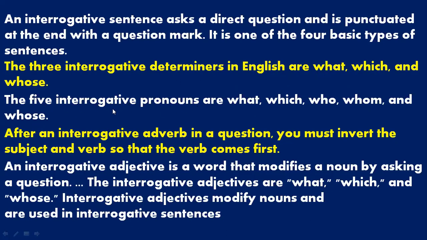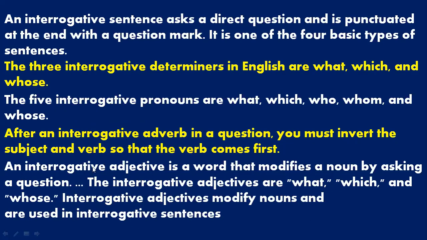Now next is interrogative pronouns. Five types of interrogative pronouns are there. So first is what, which, who, whom, and whose, you have to use in this case. Next, after an interrogative adverb in a question, you must invert the subject and verb. Means to say, when you are using an interrogative adverb, this is compulsory for you all. You have to use a verb in this kind of question sentence.